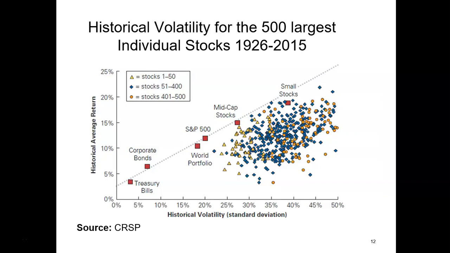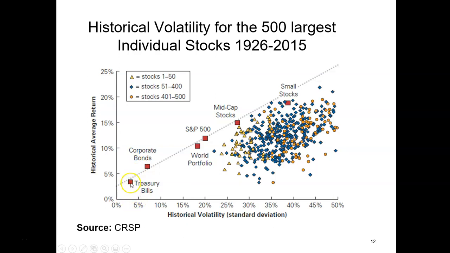So the next thing to think about is, okay, what if I did a different plot for essentially the same time period that we're talking about, and I said the horizontal axis is going to be my historical volatility, or standard deviation, and my vertical axis is going to be essentially my return. And I did a plot.